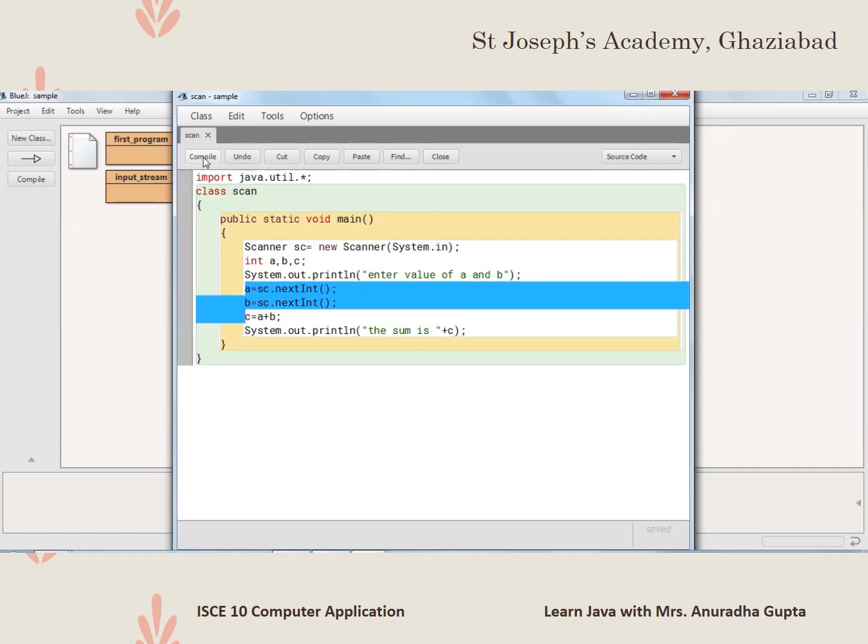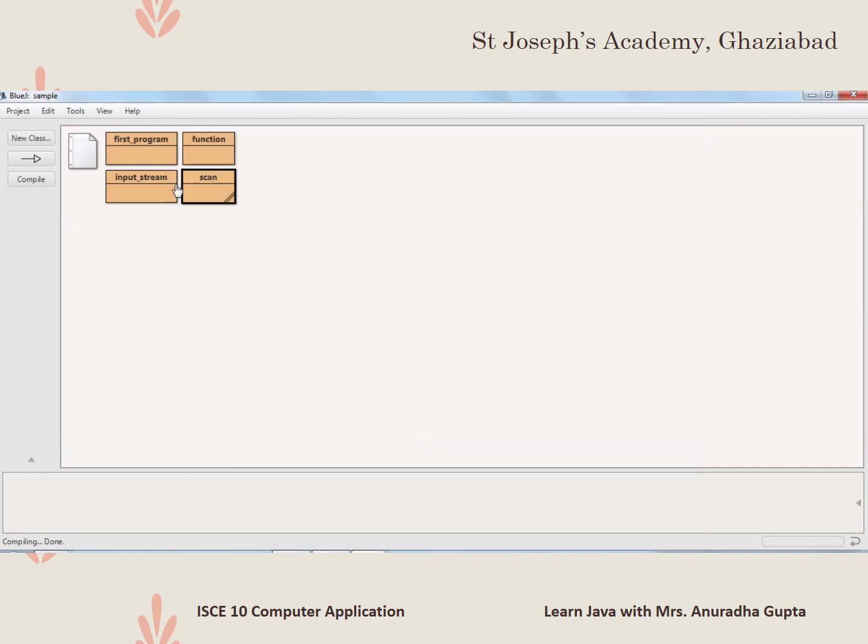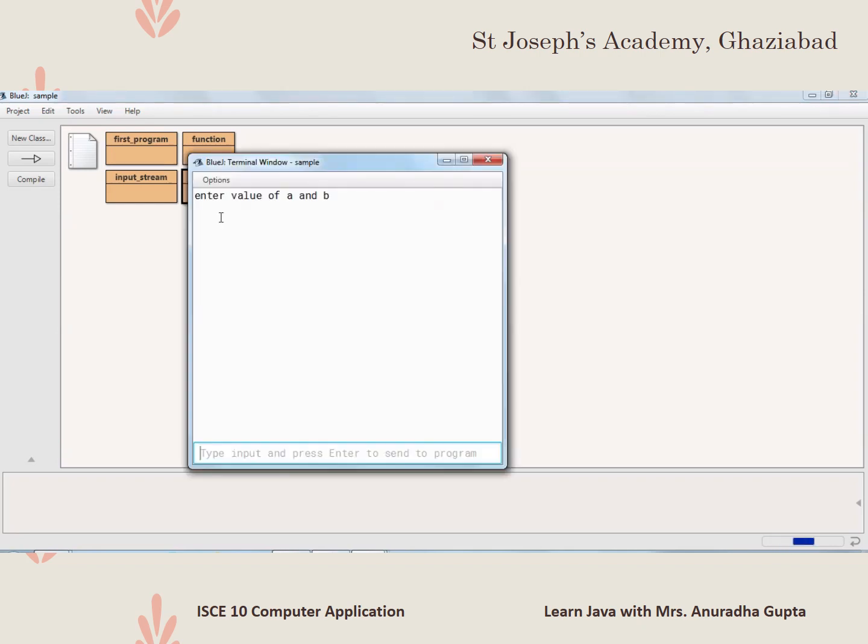After completing the program, we click on compile, then we go for close, and our program is ready for execution. Here it asks to enter the values of a and b. I enter here 10. Like this you can enter any values in a and b. Here we will get the output, the sum is 30.